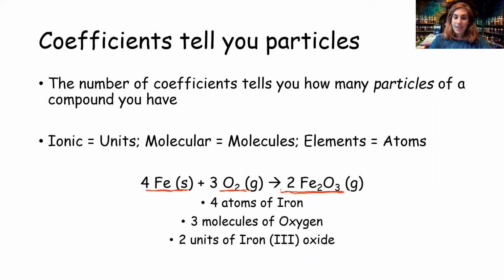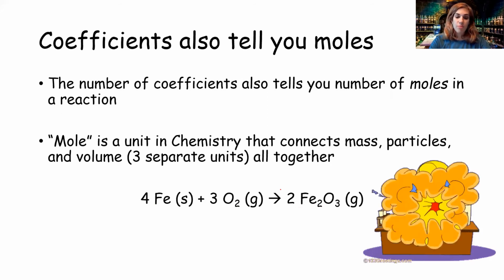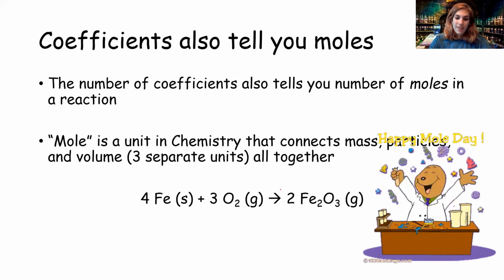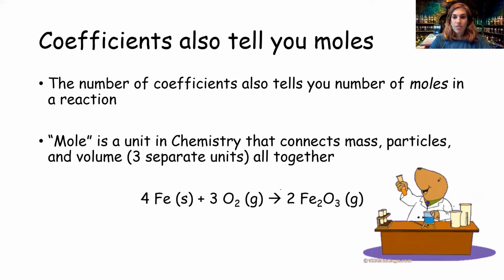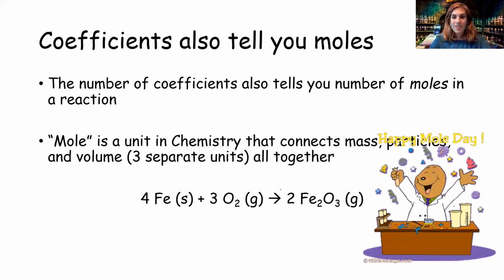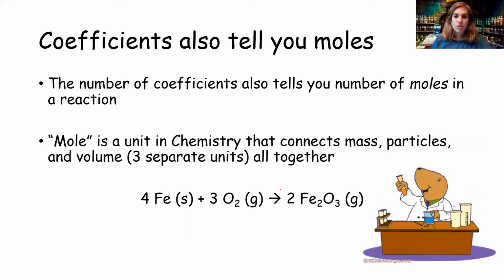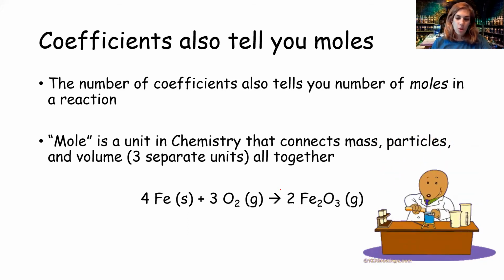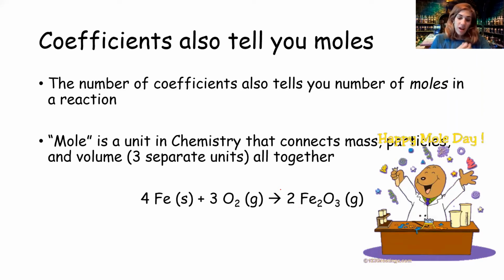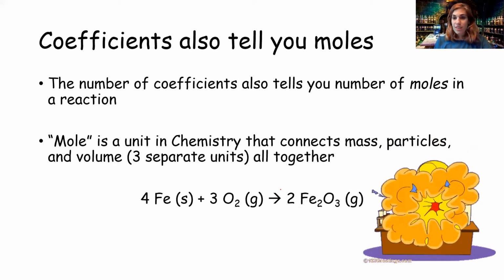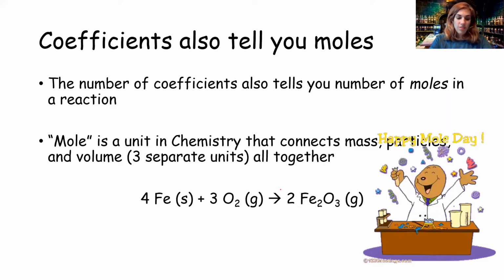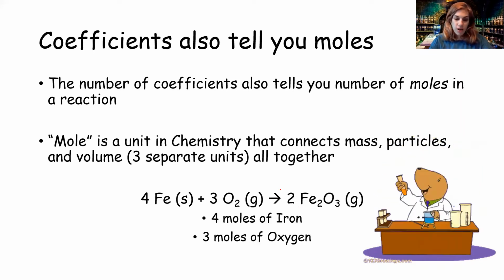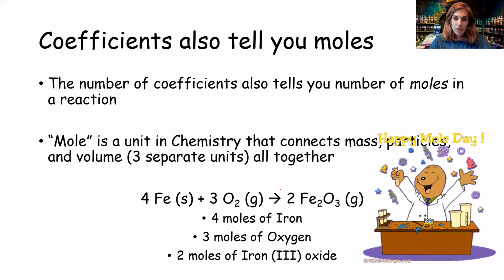The second thing a coefficient can tell us is the number of moles. This is actually a unit that we use in chemistry. So the mole connects mass, particles, volume. They're all connected through this unit known as the mole. So it's a lot easier to remember because everything is basically a mole. So in this example, we have 4 moles of iron, 3 moles of oxygen, and 2 moles of iron 3 oxide.